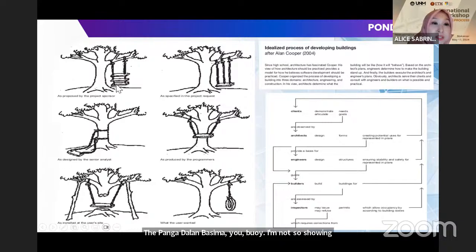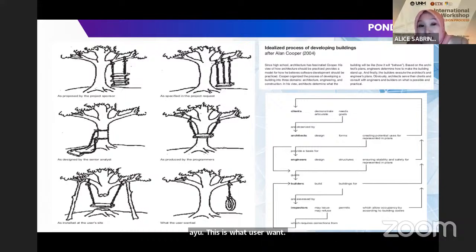But if you see the first picture, this is the ideation of a swing by a project sponsor. But if you see the second picture, by the project request. If you see the next picture, by senior analyst, by programmer. And if you look at this picture beneath here, what does the user want? If you see all of the designs of the swing hanging at the tree, the user just wants a simple swing. A swing that is tied up with a rope and with a rubber tire. This is what the user wants.